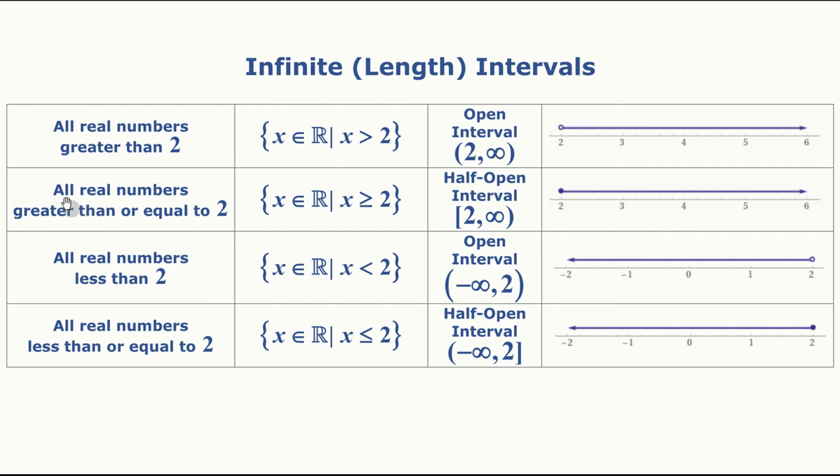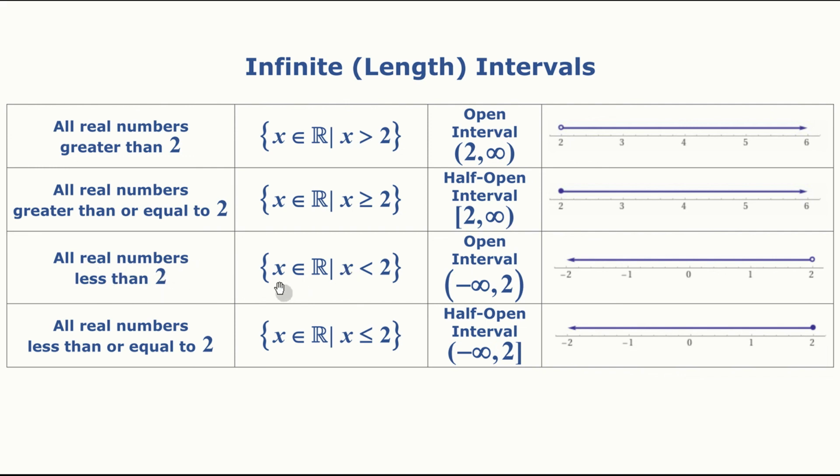Alright, what if we want to look at all real numbers that are greater than or equal to 2? So this time we're going to include 2 in the set. So it'll look like this. The only thing that changes is the greater than here becomes greater than or equal to 2, and the parenthesis here becomes a bracket, because that's what we use when we want to include an endpoint. And again, it starts here but it doesn't end, hence the comma infinity. Now we want to look at all real numbers less than 2.